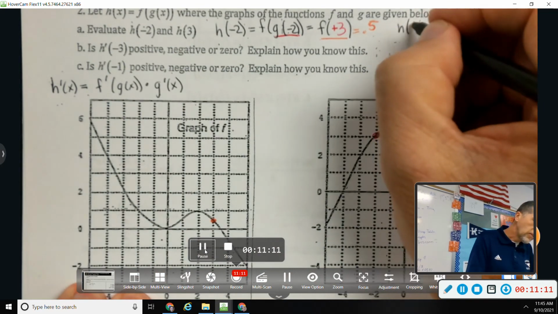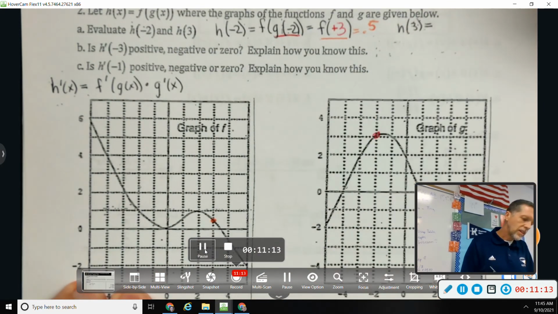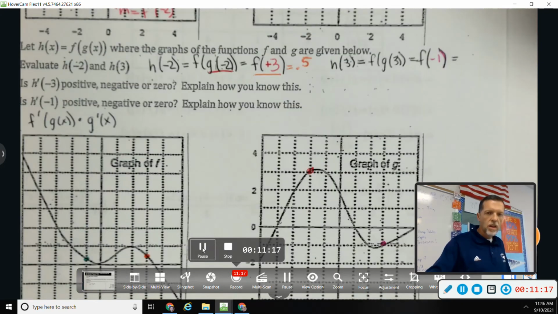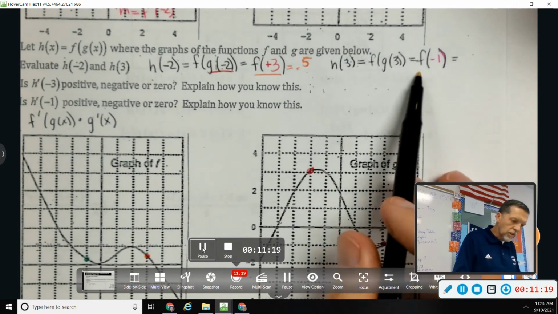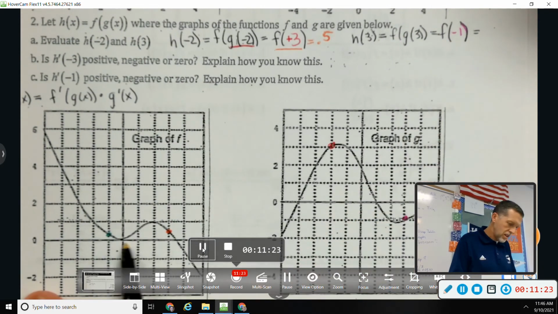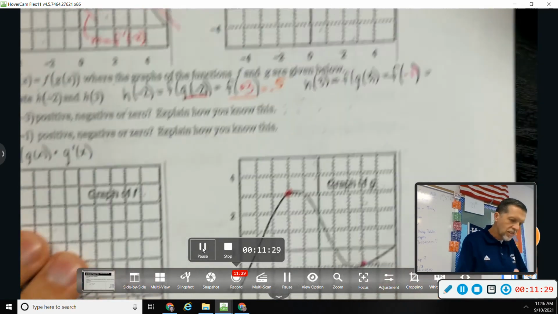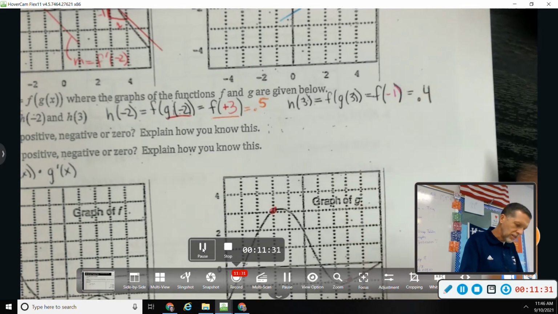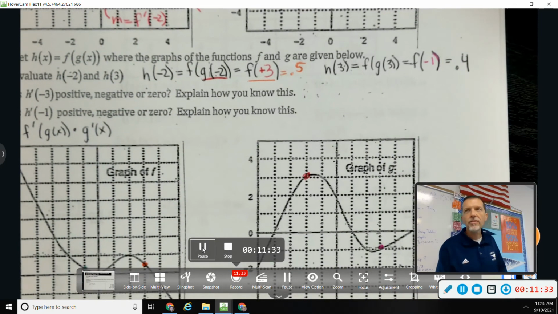H of 3 would be the same process. Why don't you... Yeah, we got time. So g of 3 is negative 1. F of negative 1. I'd say it's 0.4 to 0.5. 0.4, 0.5, 0.3 even. Something along those lines. I'll go 0.4 because it looks lower than half.